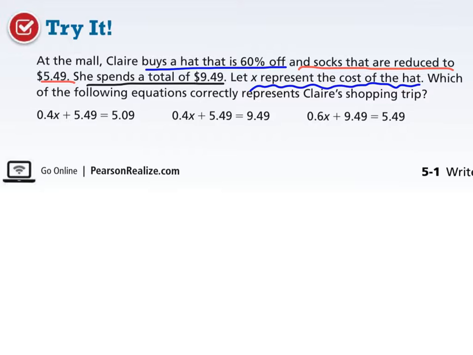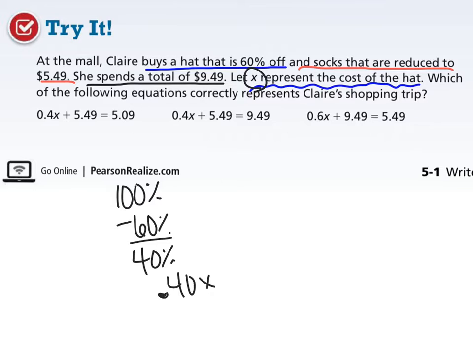On this problem, we're looking at how much she's paying. So the hat was 60% off. Full price is 100%. 60% off means she's paying 40%. The original cost of the hat was X, so that would be 0.40X if we put that in decimal form, or just 0.4X. That's what she's paying for the hat. The socks, she's paying $5.49. She's spending a total of $9.49. So that matches up with the second equation that they've given us here.